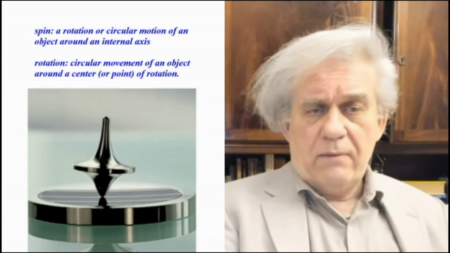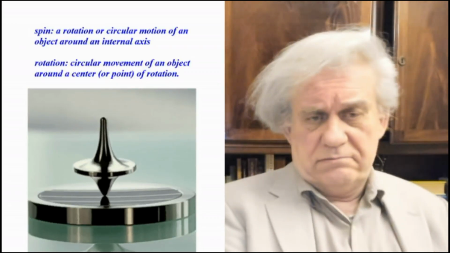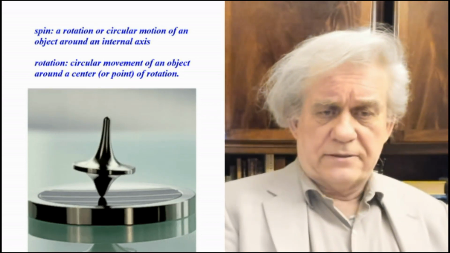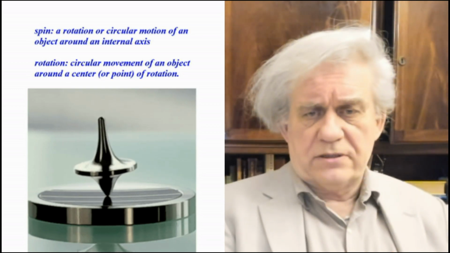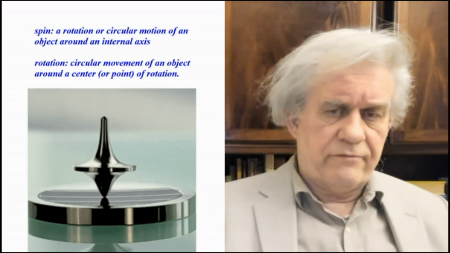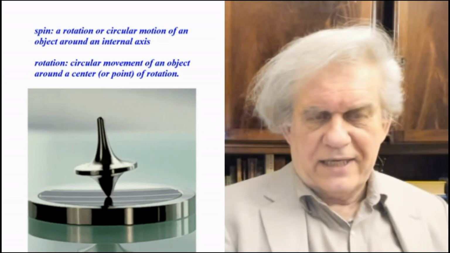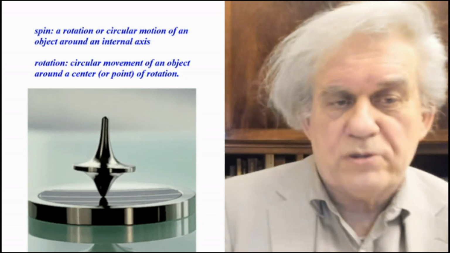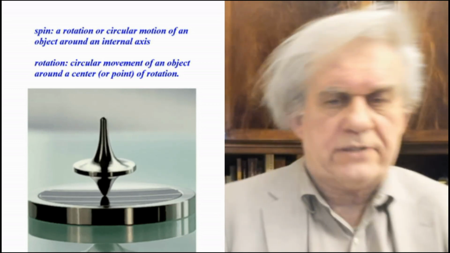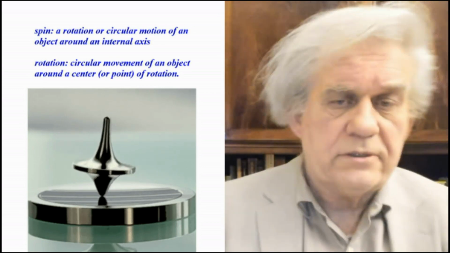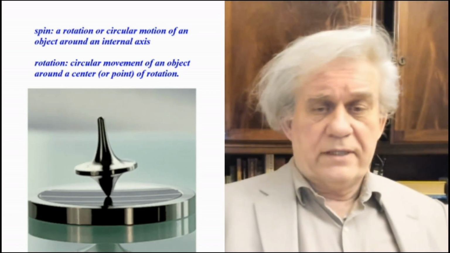So what is this spin thingy, this property, this behavior, this weird one? Well, if someone asked you to spin a top, I guess you would do what you see there. You grab the top with a couple of fingers and just twirl it. There it is. That's what spin is. You look up the definitions. Those come from Wikipedia, but you'll find the same ones everywhere. Essentially, it's not a terribly scientific word. Spin: a rotation or circular motion of an object around an internal axis. What is rotation? Circular movement of an object around a center or point of rotation. Simple, straightforward, we're done, right?